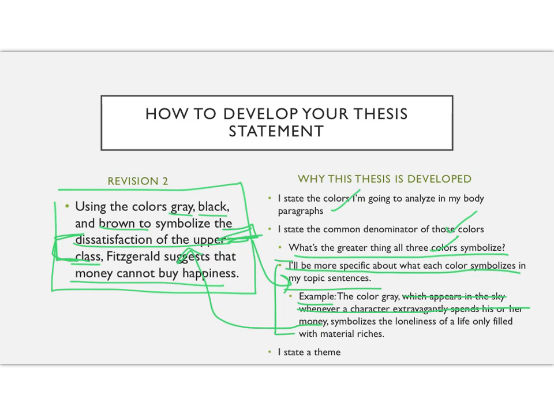So this is what I mean when I say in your topic sentences, you can be more specific about what the color symbolizes, versus in your thesis statement, you don't want to just say they're symbols, right? You want to state a broader category of what these colors symbolize. Again, if you need some clarification on this, or if you want to practice, just let me know. The last thing, the last reason why this thesis statement is developed is because a theme is stated, right? And again, we had that here. Money cannot buy happiness.